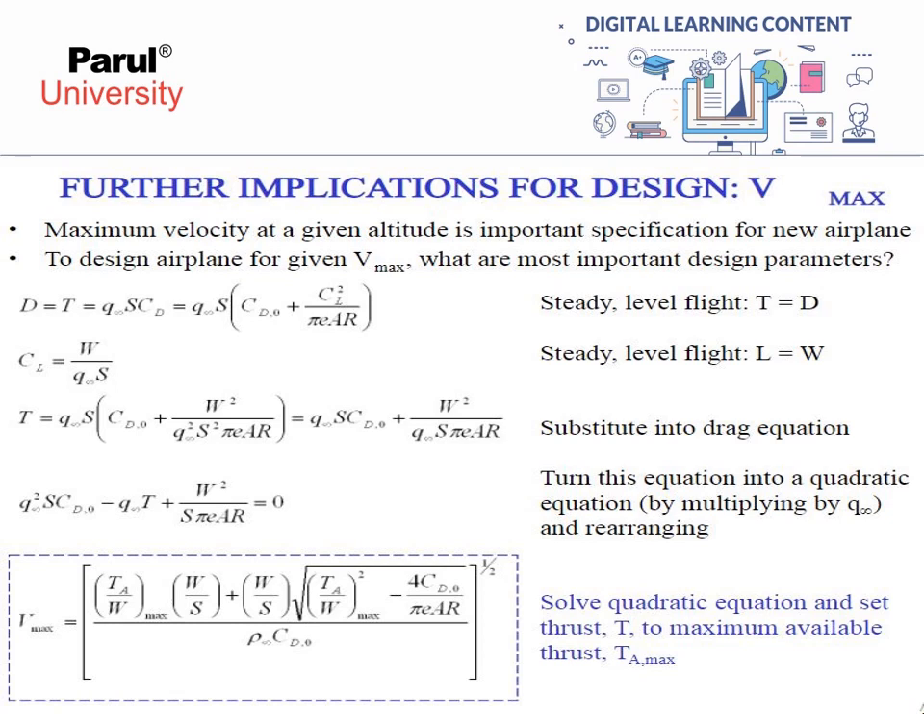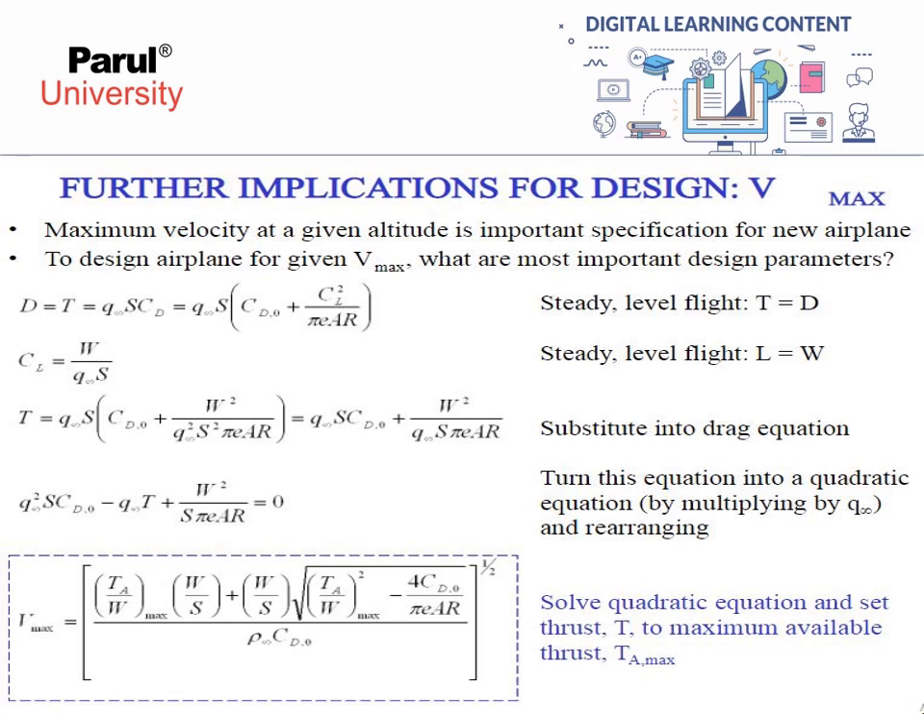Drag equals thrust, which equals Q infinity S into CD, that is Q infinity S in brackets CD naught plus CL square by pi ER. CL is equal to W upon Q infinity S. Thrust T is equal to Q infinity S in brackets CD naught plus W square upon Q infinity square S square pi ER, or we can say Q infinity S CD naught plus W square upon Q infinity S pi ER. Then we can say also Q infinity square S CD naught minus Q infinity into T plus W square by S pi ER is equal to 0.